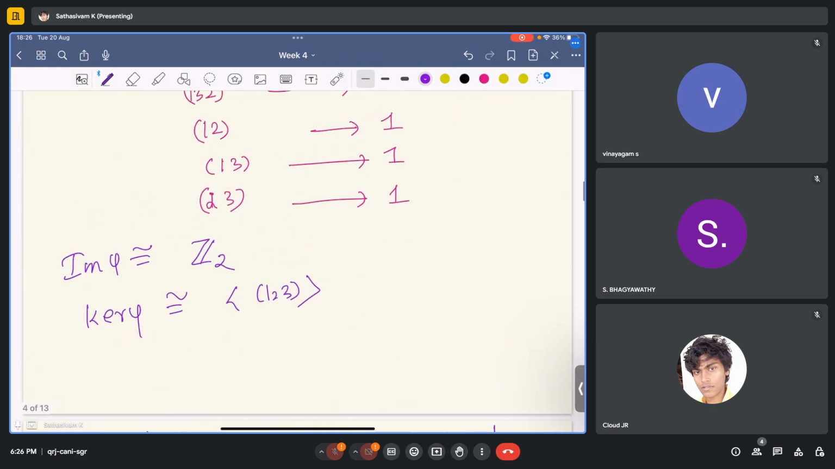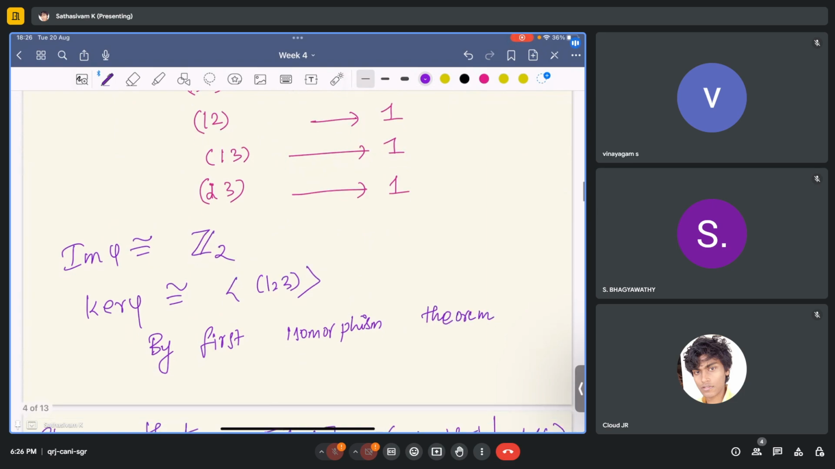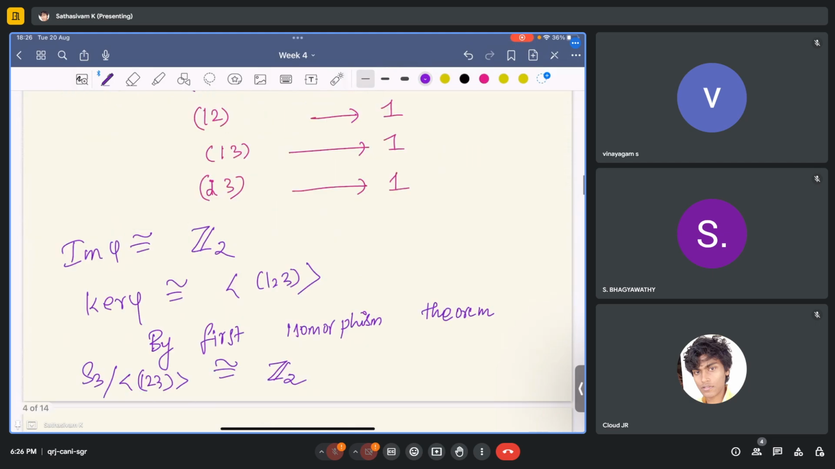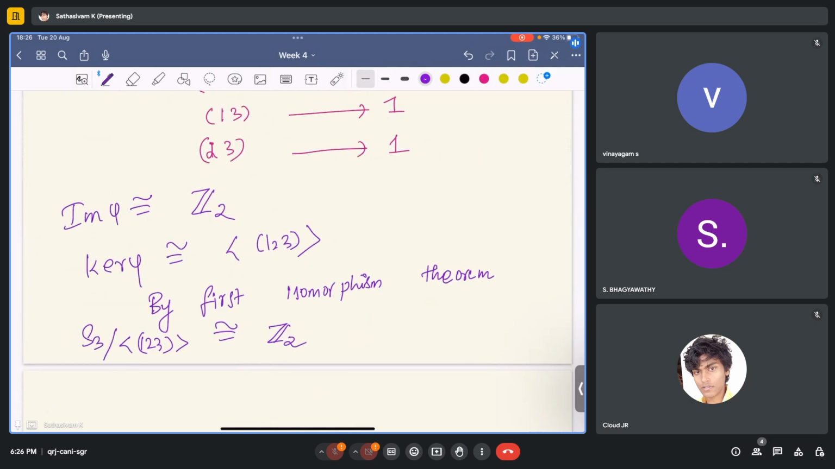So now let's apply the first isomorphism theorem. By the first isomorphism theorem, what you have is S3 by this subgroup is isomorphic to Z2. Okay, so we have done this.